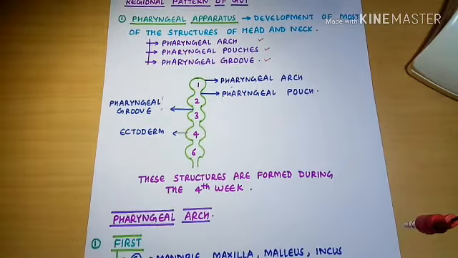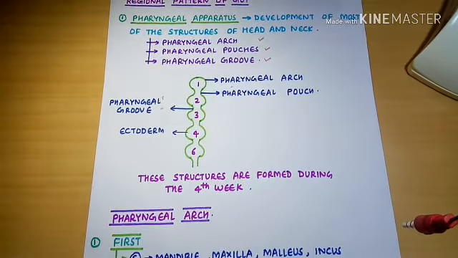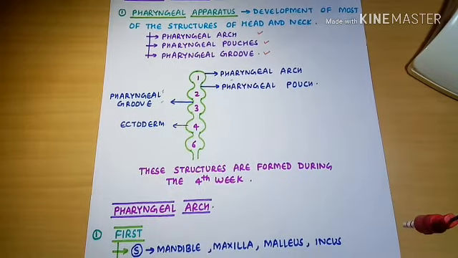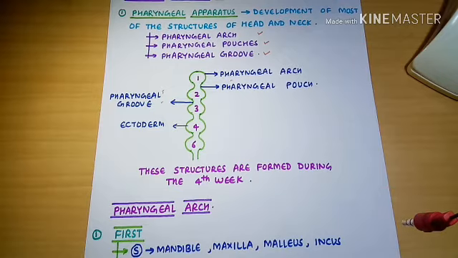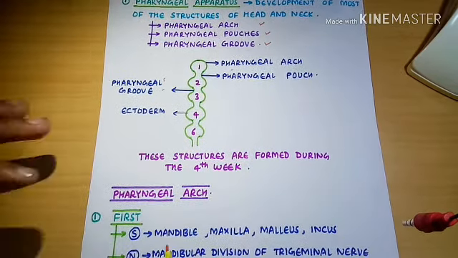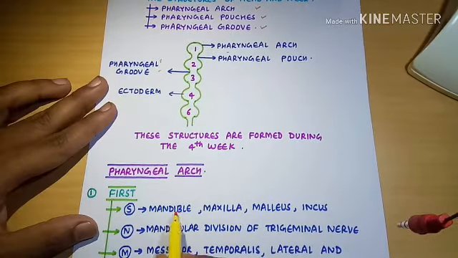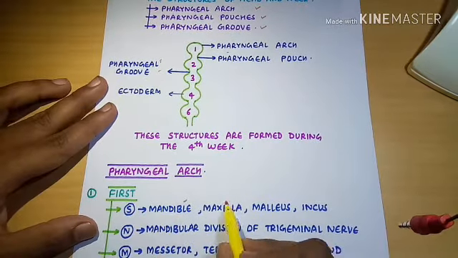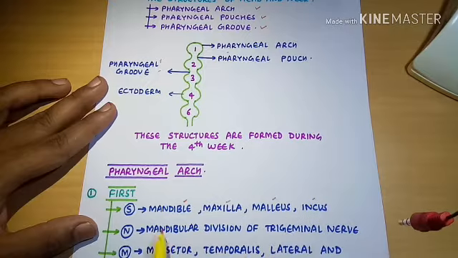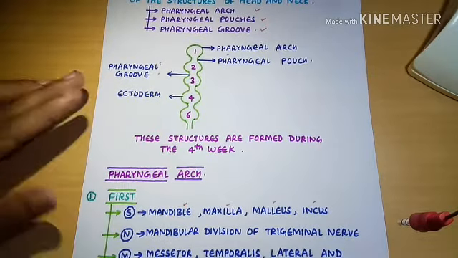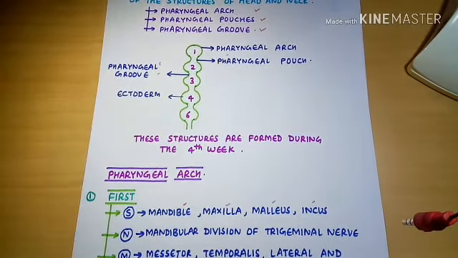The pharyngeal arches are named the first, second, third, fourth and sixth pharyngeal arch. From these arches some structures, some nerves and some muscles are formed. From the first pharyngeal arch, the structures formed are the mandible, maxilla, malleus and the incus.